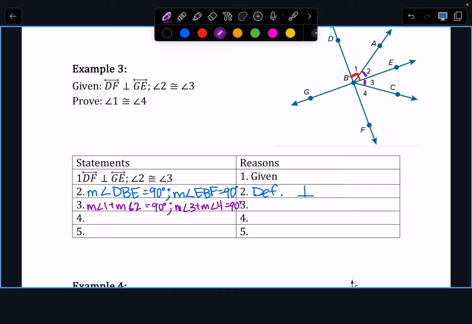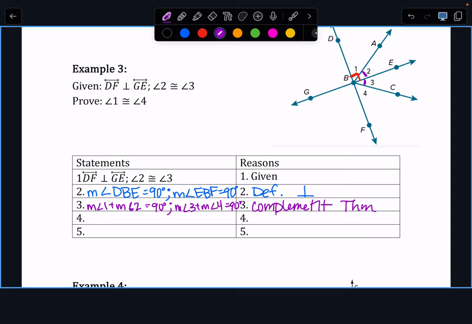What would our reasoning be? Either definition of complementary, or you can say complementary theorem. I think that's how we have it on that first page, but again, I can be flexible. As long as you're saying something about complementary, I'm going to be cool. We substitute measure 2 with. I like that. Can we substitute measure 2 with angle 3?